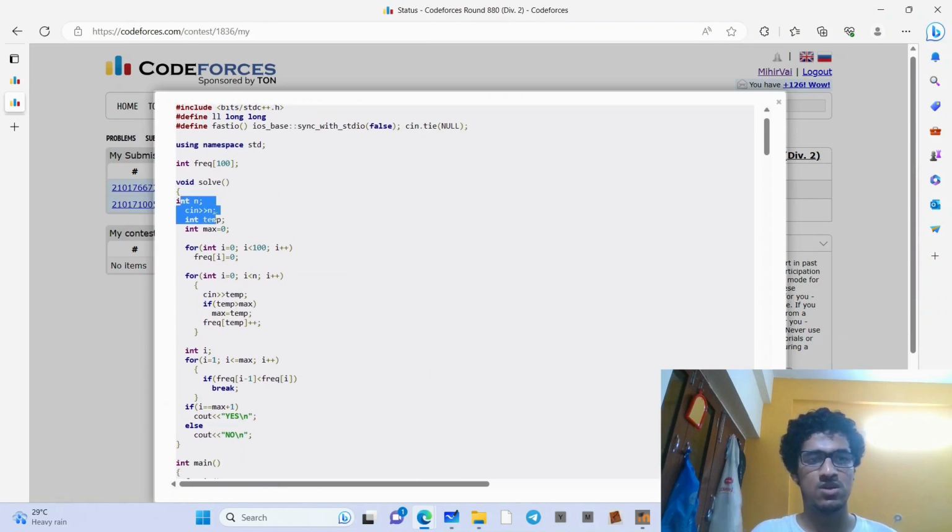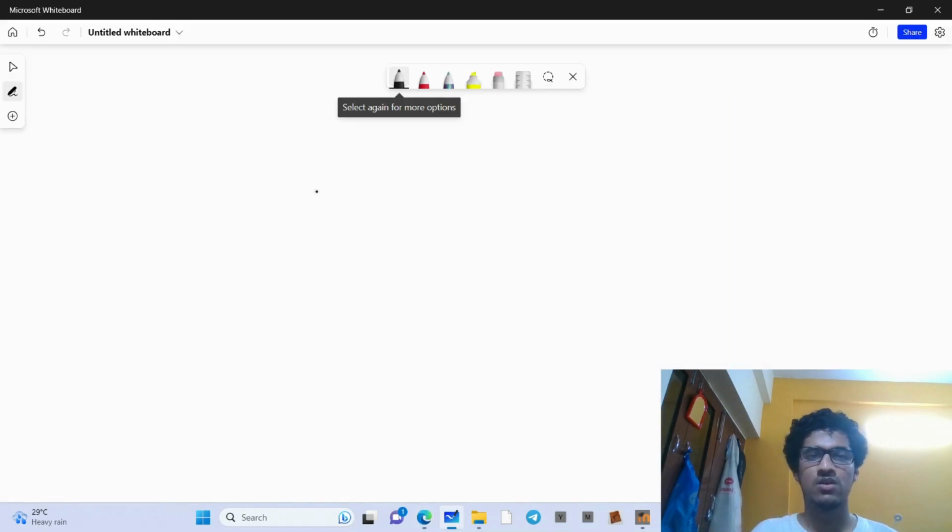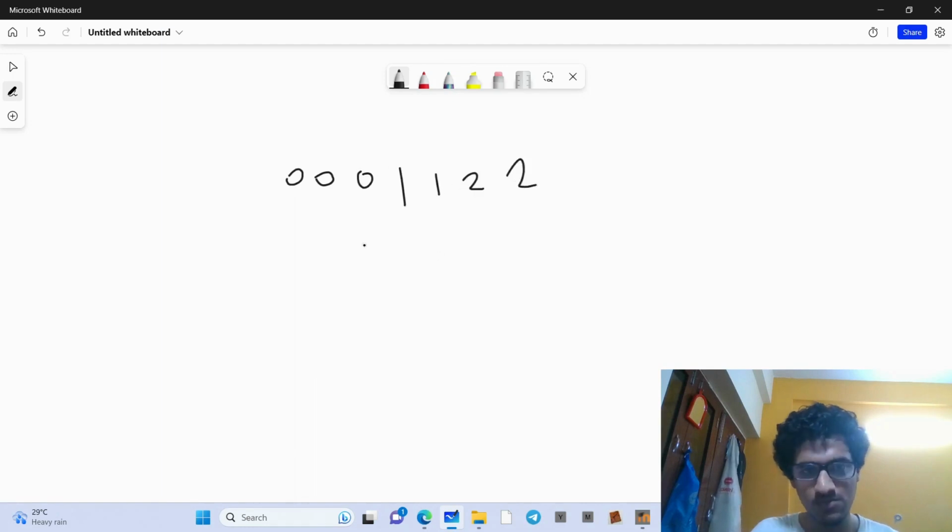Okay, so here we just take the input, and for now you can ignore temp and max. And we set all elements of the frequency array to be 0. Now, suppose we have the claims 0, 0, 0, 1, 1, and 2. So 3 zeros means there will be 3 lines: 1, 1, 2, 2. And this is one of the ways to do it.